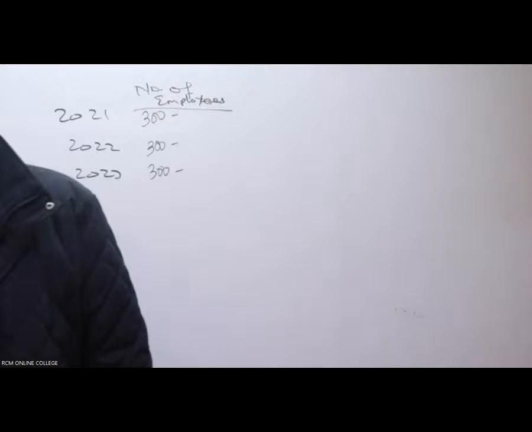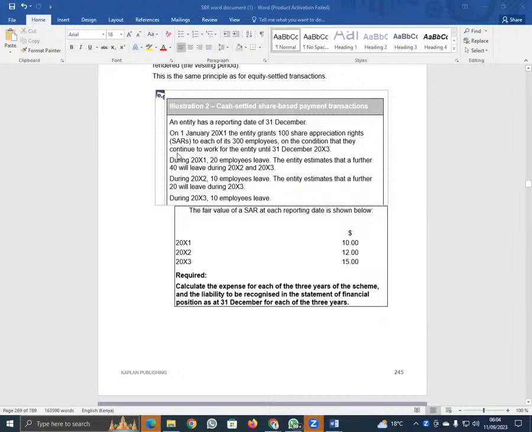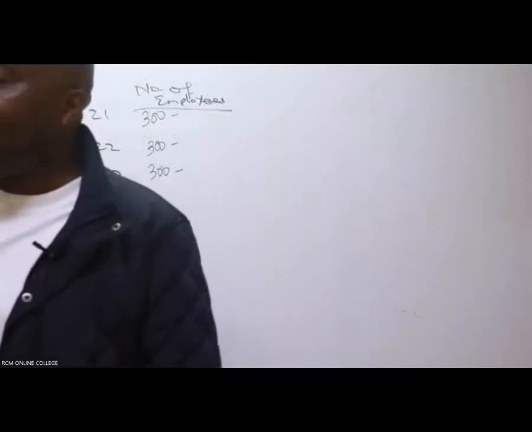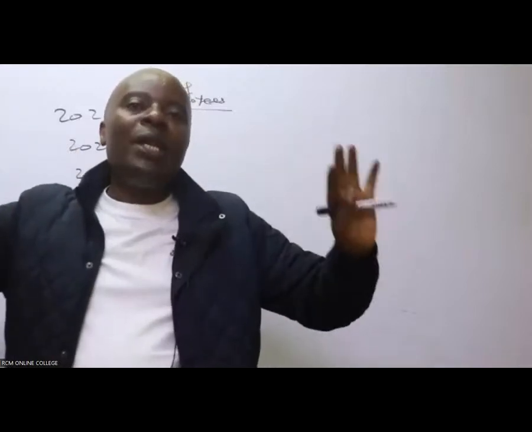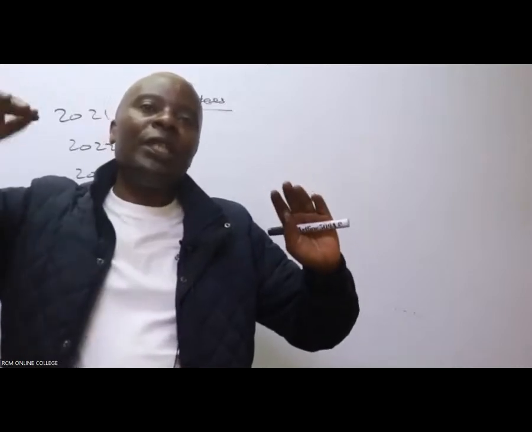What have they told us about 2021? They're telling us in 2021, 20 employees leave. And then the entity estimates that a further 40 will leave in 2022 and 2023. Remember, ladies and gentlemen, your work as an actuary here is to estimate overall, over the vesting period, how many guys will be left. How many will be leaving over the 3-year period?